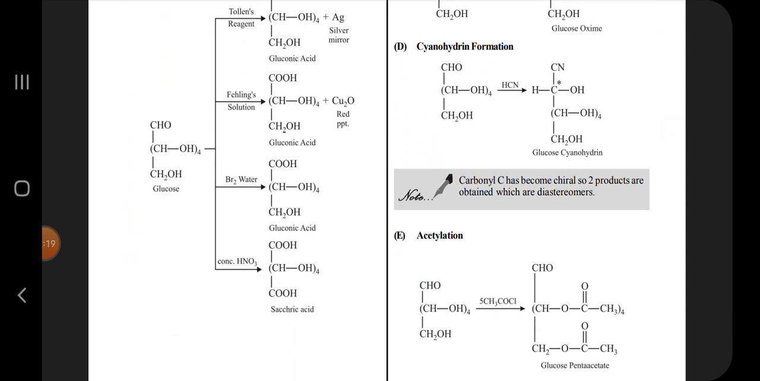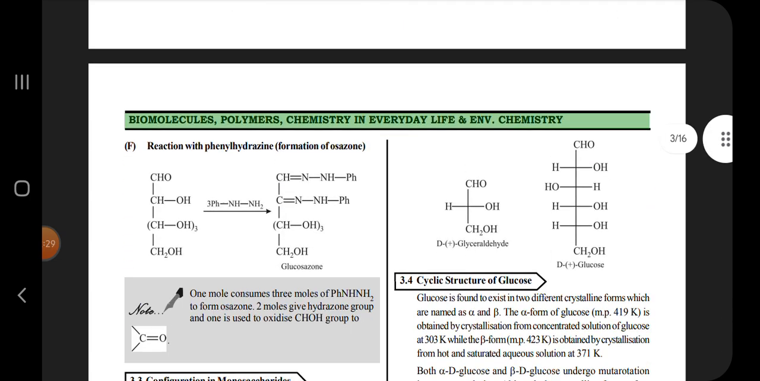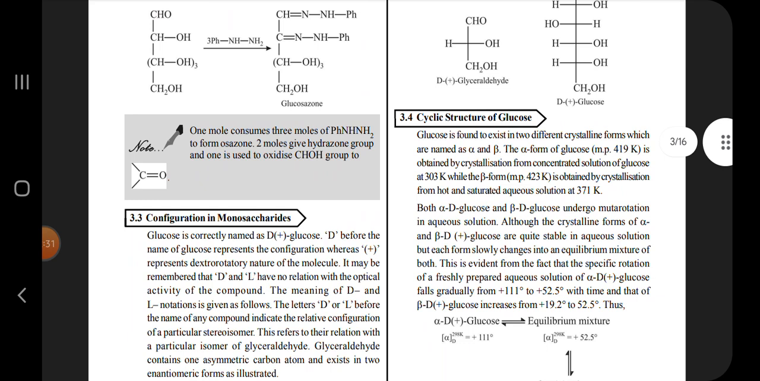And the carbonyl carbon has become chiral, so 2 products are obtained, which are diastereomers. Then 1 mole of glucose consumes 3 moles of PhNHNH2 to form osazone. 2 moles give the hydrazone group, and 1 is to oxidize the CHOH group to an aldehyde group.